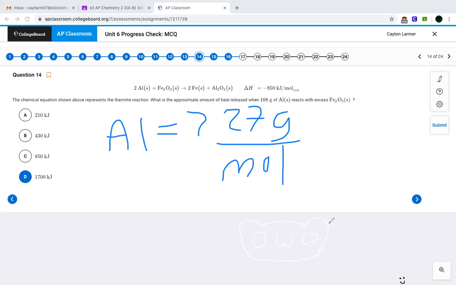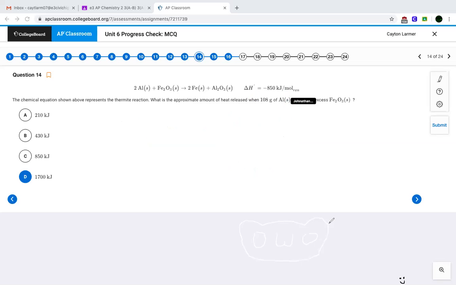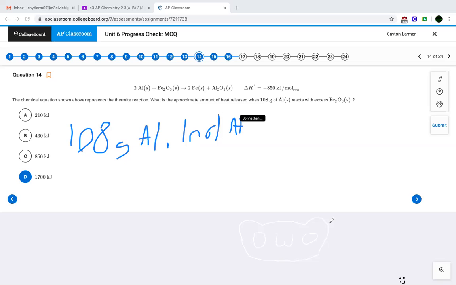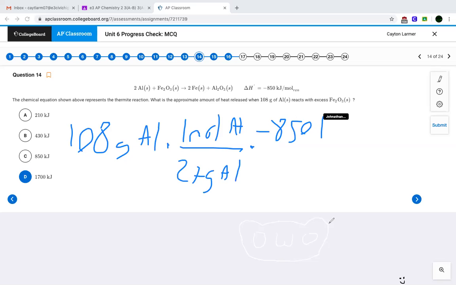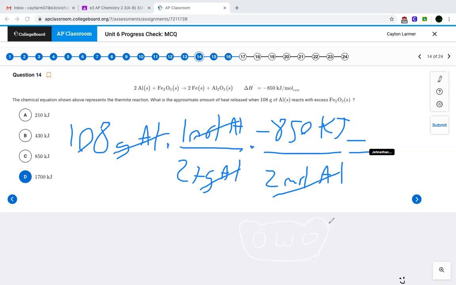Okay. So let's take a look, right? You start with 108 grams aluminum, times 1 mole aluminum per 27 grams aluminum, times negative 850 kilojoules per 2 moles of aluminum. Okay. And then these cancel, and you get D, 1700 kilojoules.